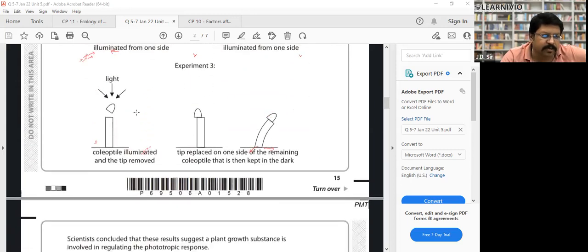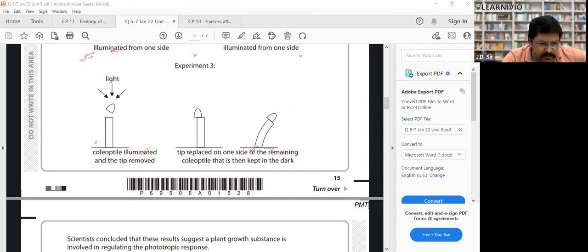Yeah, this. Again, the same thing. The coleoptile is illuminated and the tip is removed. It won't show any movement. Replace it on the other side, on the remaining coleoptile. Then the movement will take place. Why? Because the coleoptile is present, the diffusion will take place. Okay, so the tip is replaced on one side of the remaining coleoptile that is then kept in the dark. Exactly, kept in the dark, but it still moves. Why? The tip is replaced on the remaining coleoptile.